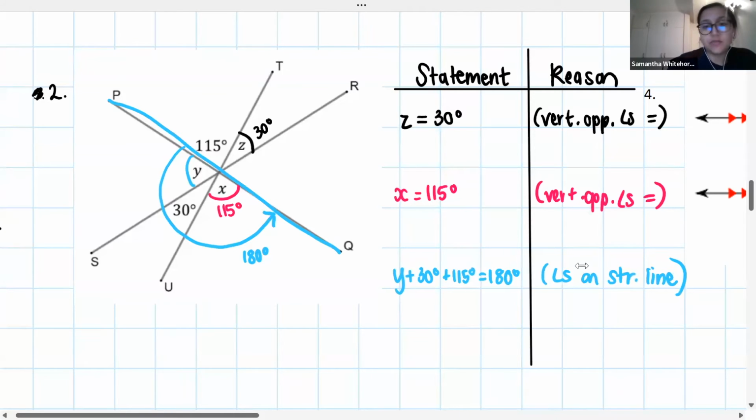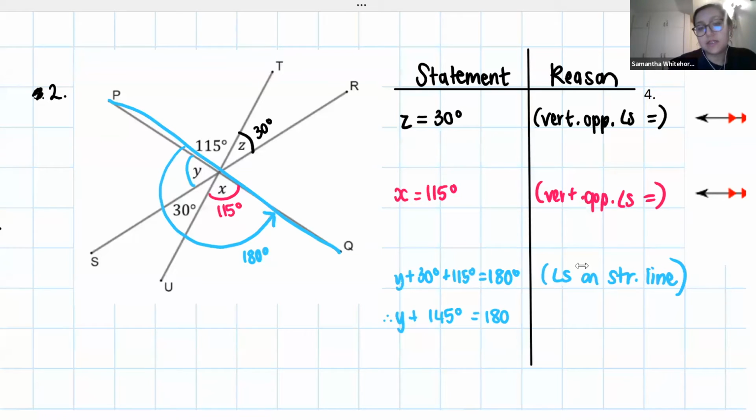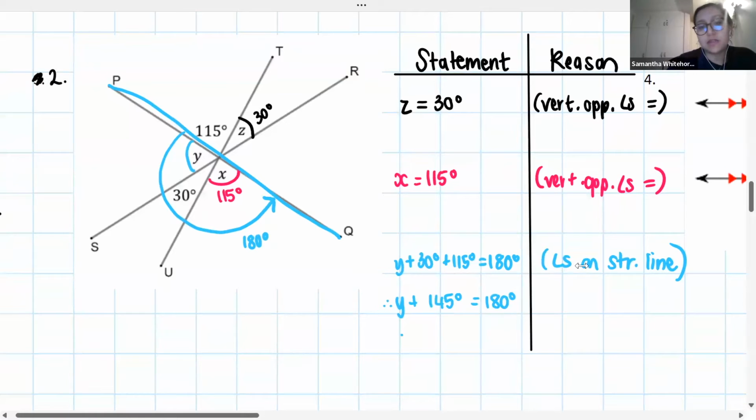I now need to solve my equation. I'm just going to add 30 and 115 because they're like terms. So Y plus 145 is equal to 180. And so what that means is that Y is equal to 35 degrees.